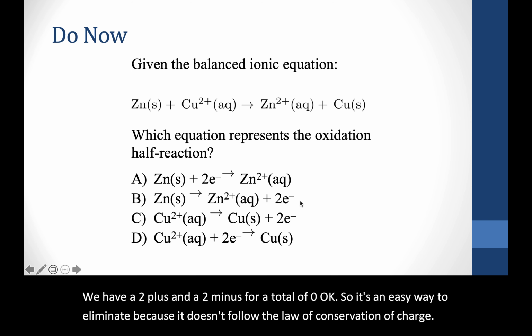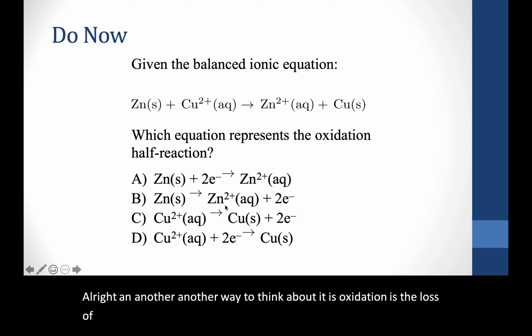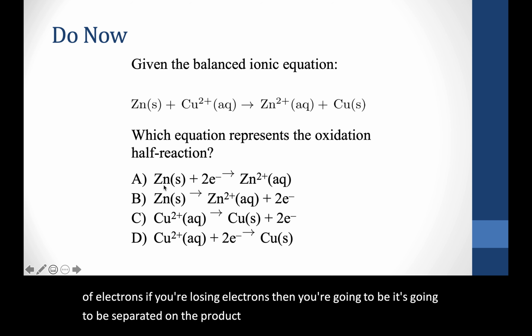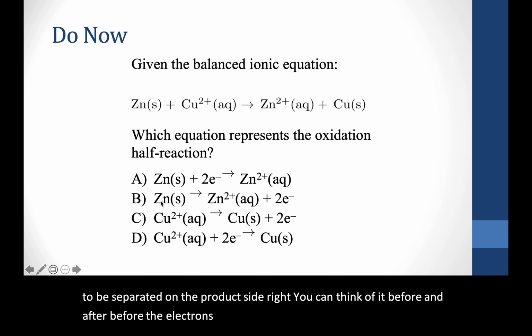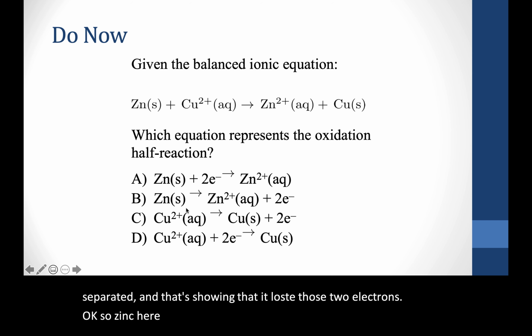And another way to think about it is oxidation is the loss of electrons. If you're losing electrons, then they're going to be separated on the product side, right? You can think of it like before and after. Before, the electrons are part of the zinc atom, and then after, they're separated, and that's showing that it lost those 2 electrons. Okay, so zinc here was oxidized, and it's represented by B, and the copper was reduced.